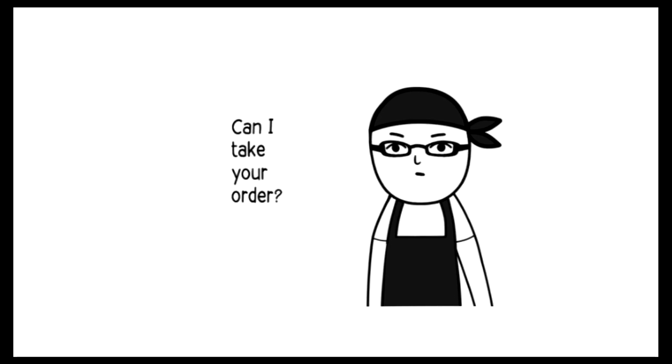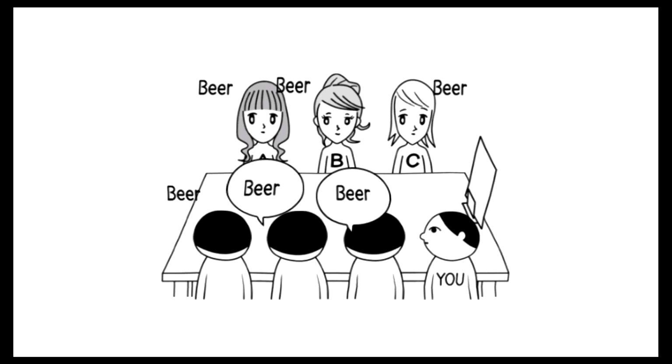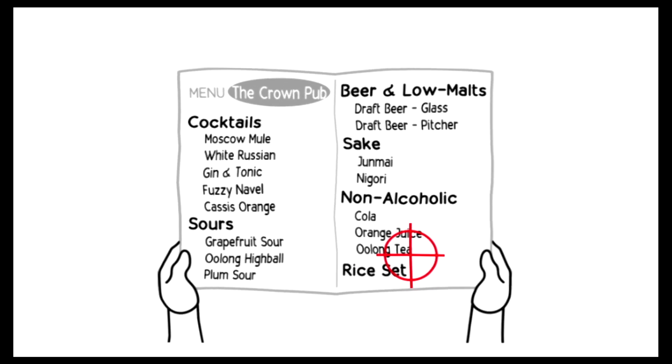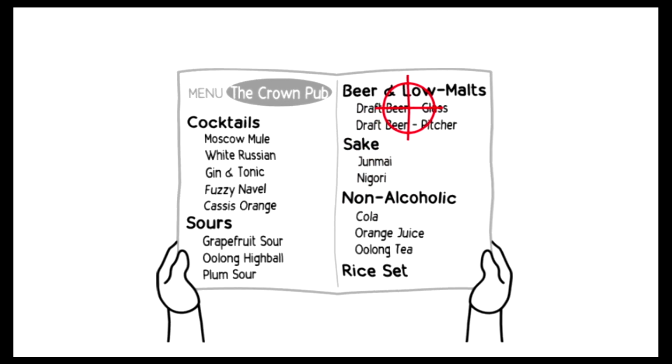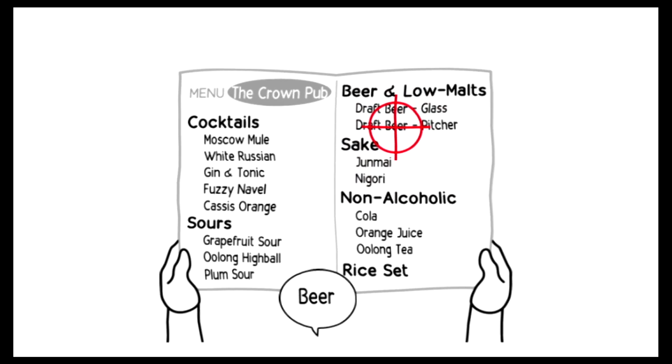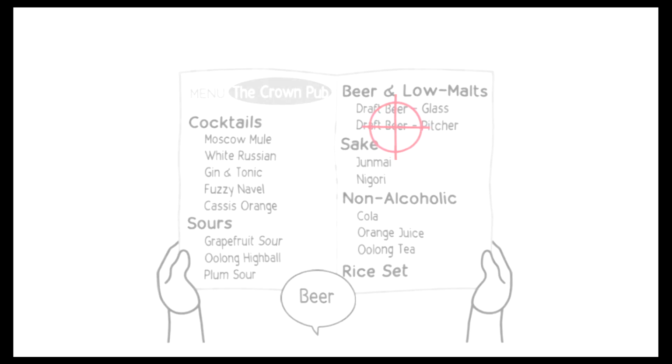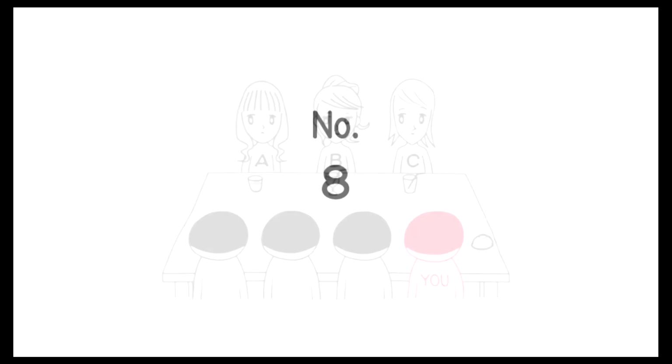Oh, hey, dude, what's up? Can I take your order? Okay, beer, beer, beer. Everybody wants some beer. Okay, we gotta give them some beer. Sake, no, not sake. We want, oh, pitcher. Yeah, everybody wants it. There you go. Lots of beer. All right, we did it. Cool. Number eight. Oh, okay.